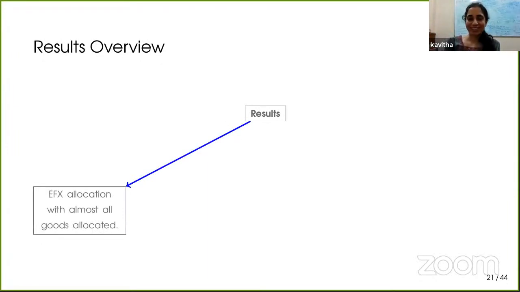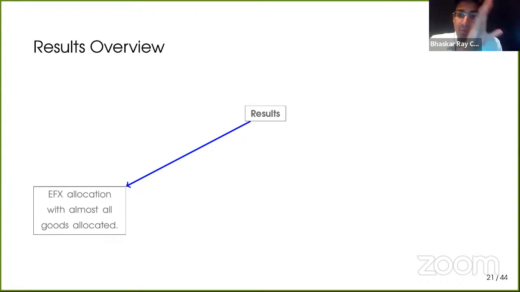Yeah, thanks, Kavita. So the first result that I would be showing you is that even when agents have very general valuation functions, when we are making no assumption about the valuation functions, we can find an EFX allocation with almost all the goods allocated. Okay, some of the goods I will not allocate, just a very small fraction of the goods. The remainder I'm going to allocate, and I'm going to show that whatever I allocate, I allocate fairly.